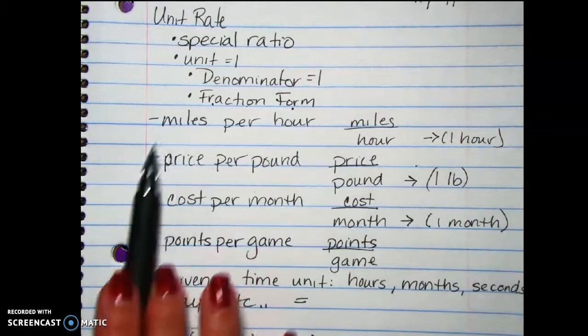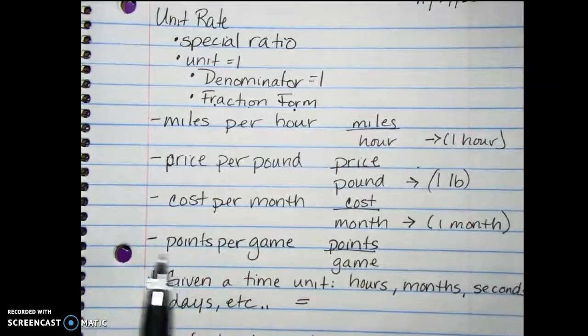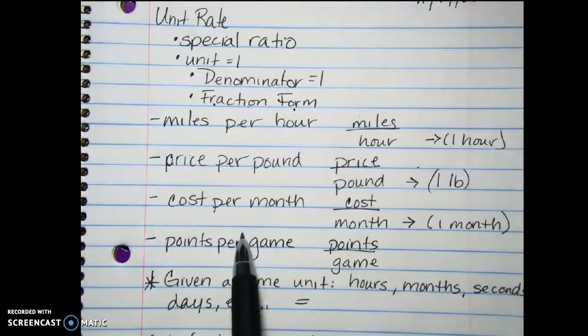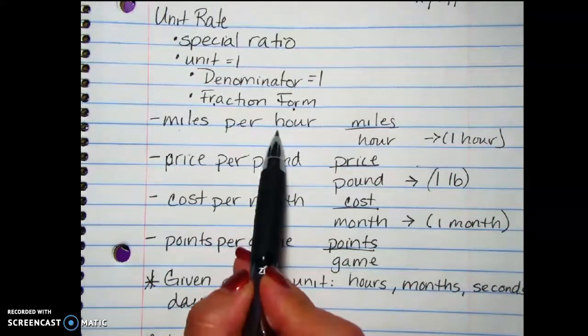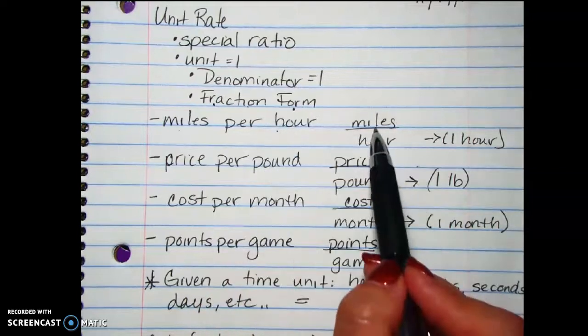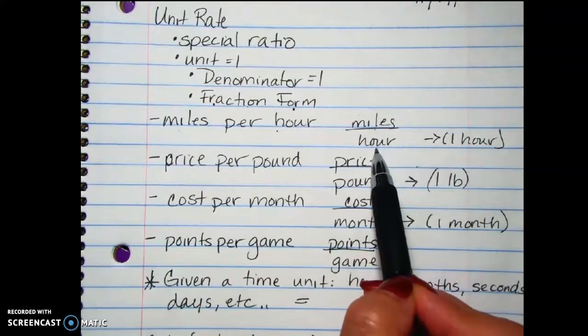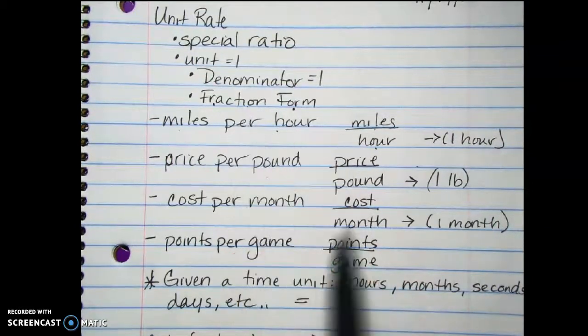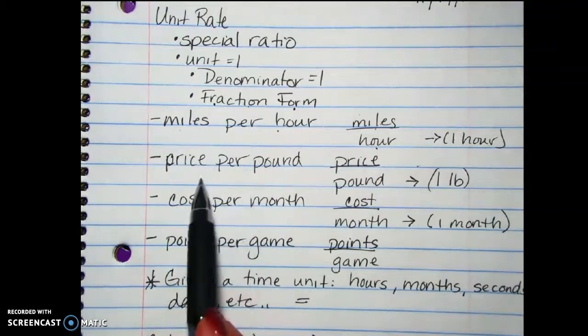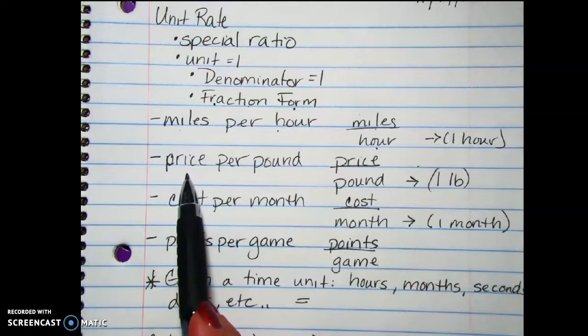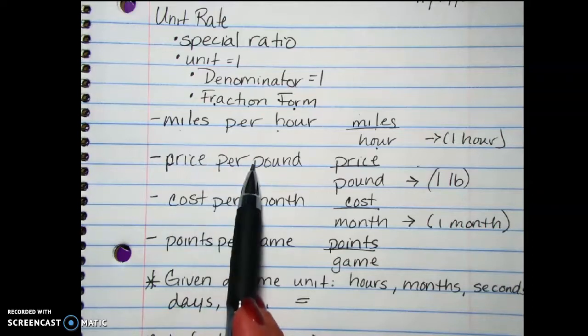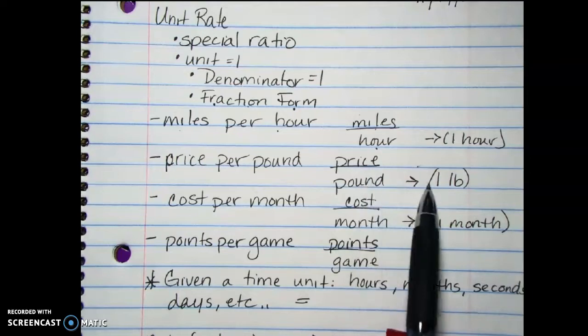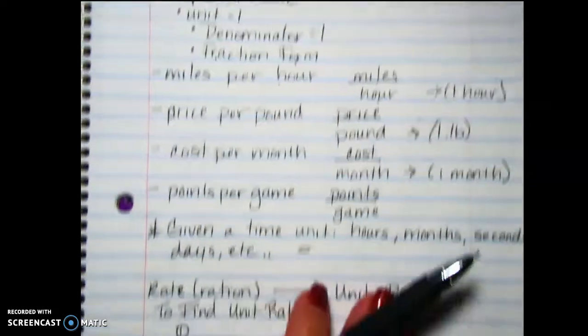Now, I've listed some common unit rates that we've had or been exposed to. And there's many more than this, but when we have miles per hour when we're traveling, we have miles per hour. And when we're saying that, it's per 1 hour. So that would be our unit. And then we have price per pound. You go to Vons or Albertsons, whatever it might be, and you want to buy some oranges, the price is per pound. So we say price per pound, per 1 pound, okay?